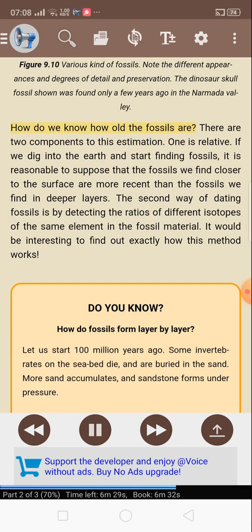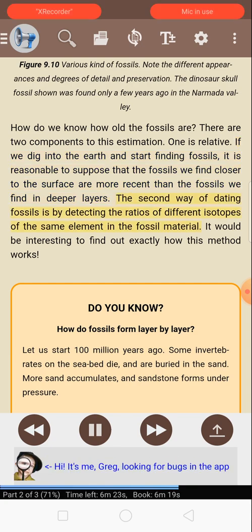How do we know how old the fossils are? There are two components to this estimation. One is relative. If we dig into the earth and start finding fossils, it is reasonable to suppose that the fossils we find closer to the surface are more recent than the fossils we find in deeper layers. The second way of dating fossils is by detecting the ratios of different isotopes of the same element in the fossil material. It would be interesting to find out exactly how this method works.